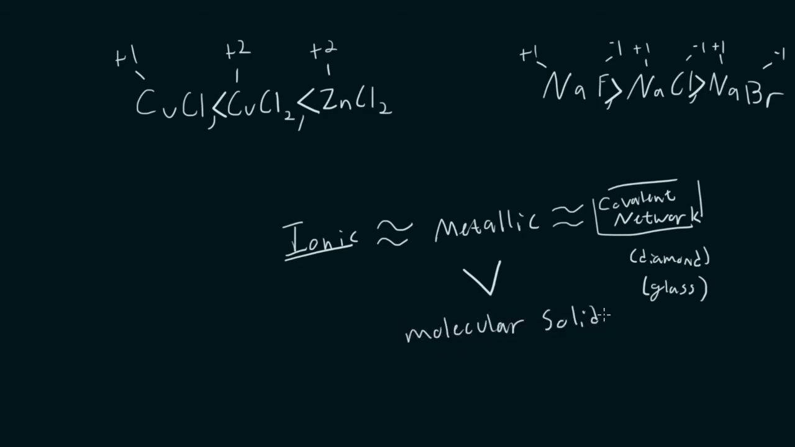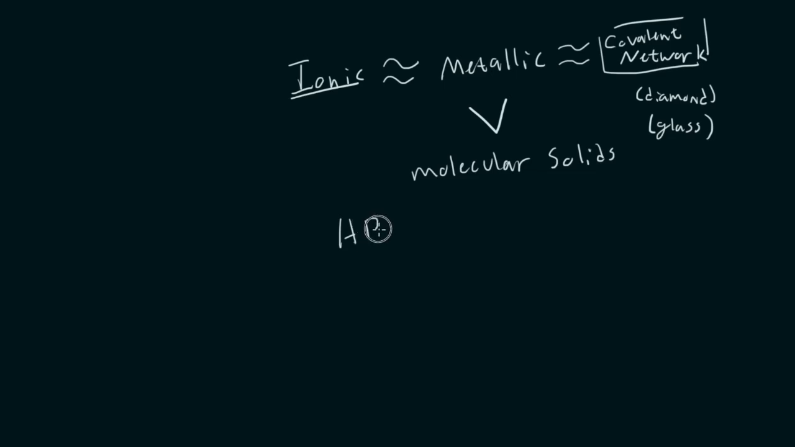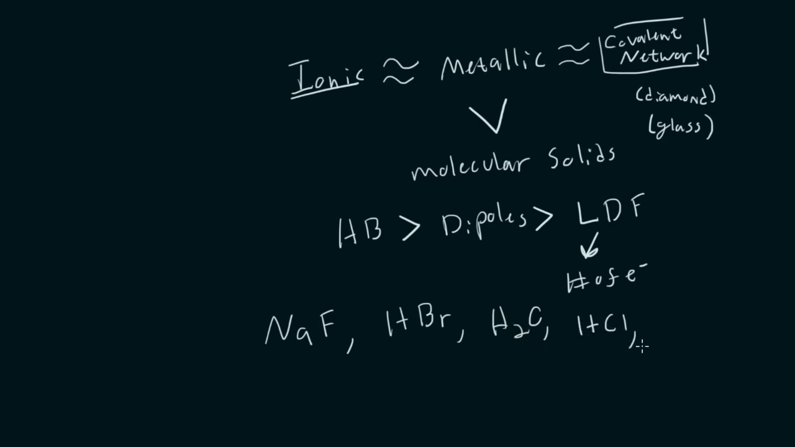But once we get into molecular solids, we can kind of generalize this as hydrogen bonding being the greatest, followed by dipoles, followed by London dispersion forces. And once we get into the London dispersion forces, then we're going to be looking at number of electrons. Okay? So once we take all of those factors into consideration, we can actually make some pretty solid rankings. If I take all of these molecules, I can make a pretty comprehensive ranking of what these forces are going to look like.